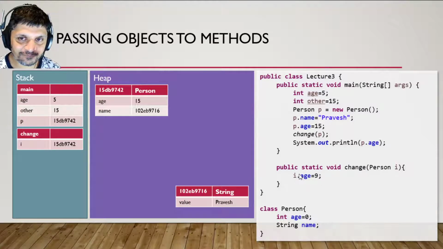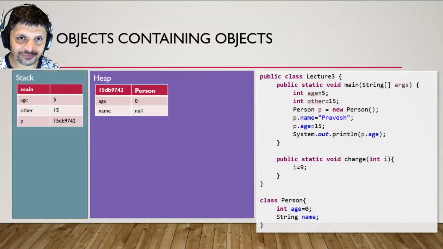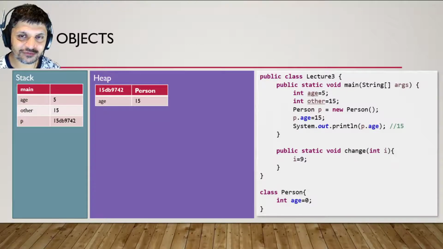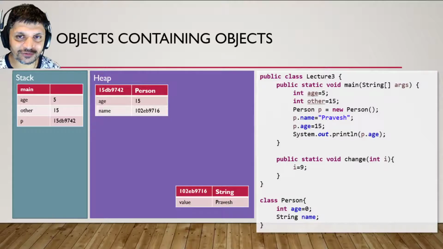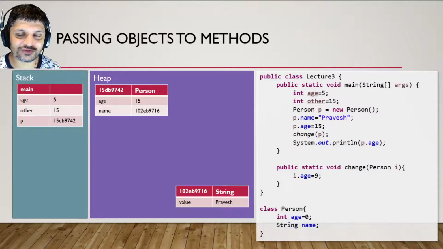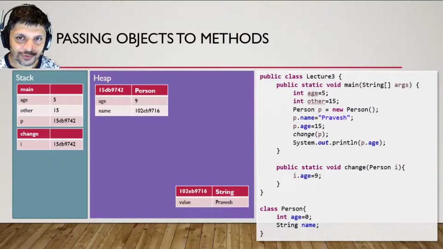So remember over here, when I was doing this with primitives, when I changed the variable inside the method, I ended up changing the copy. So when I printed out, it wasn't changed, right? But here, even though I did almost the same thing, the variable did change. And the reason it changed is because although i is a copy of p, they're both references to the same object, which means if I change i's age property, I'm automatically changing p's age property, right? So this becomes more similar to pass by reference in C or C++.